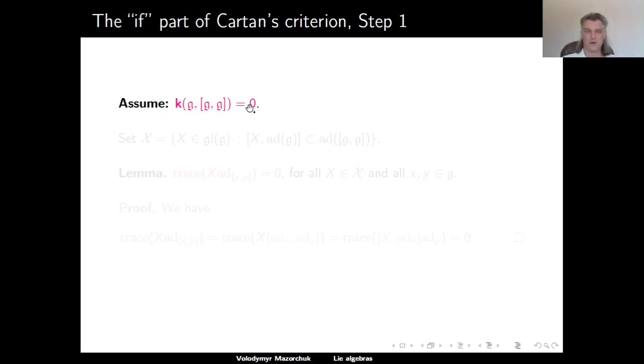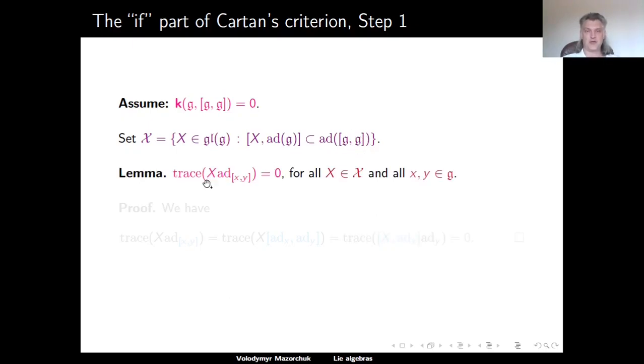the Killing form. Consider the set of all linear operators X in gl(G) such that the commutator of X and any operator in the image of the adjoint representation of G belongs to the image of the adjoint representation applied to the derived algebra. Lemma: the trace of the product of any linear operator X of our subspace and any adjoint operator for an element in the derived algebra of G is equal to 0.